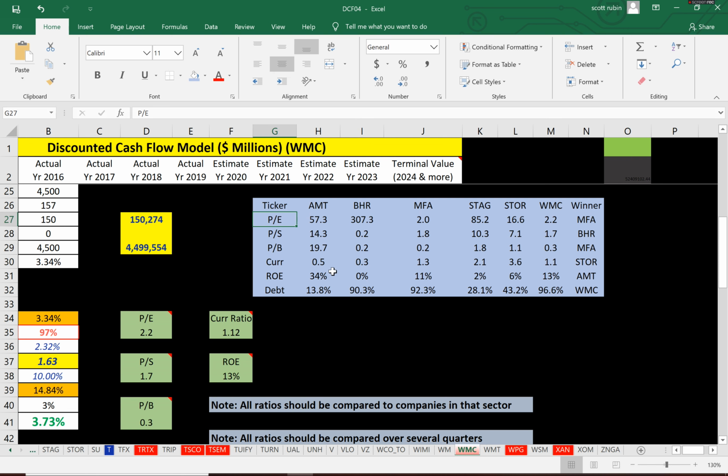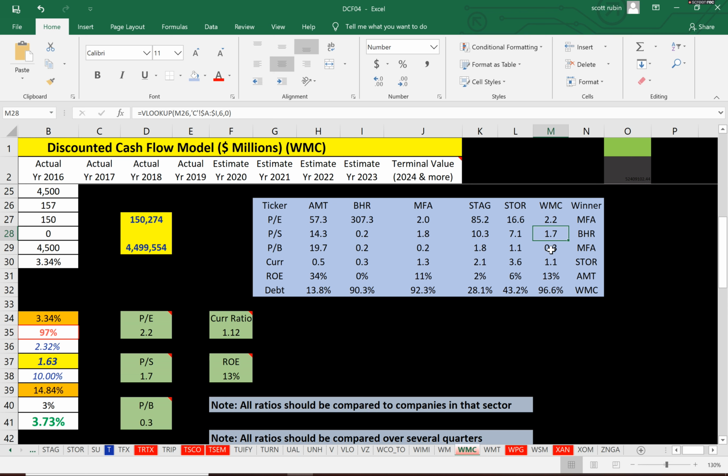So the PE ratio, you want a low PE ratio. And WMC is really good, but MFA is 2.0. And you can see they're all over the place. BHR is 307. You really have to look at the financials to really understand it better, because it is challenging to value a REIT. The price of sales, you also want lower. BHR has a really low price of sales. WMC also is good in that category.